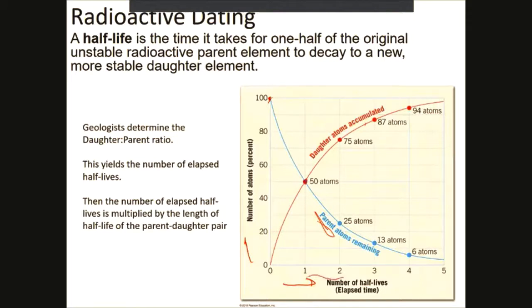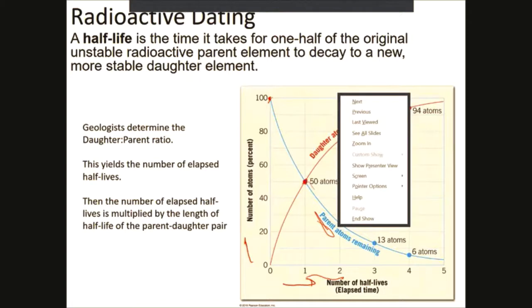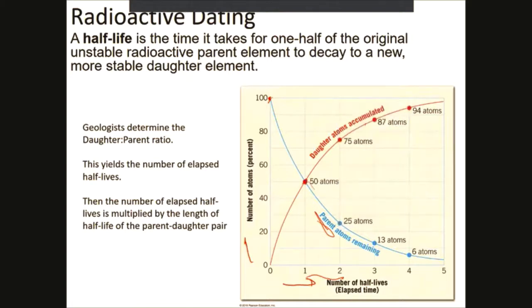That's after one half-life. After two half-lives, half of this 50 will decay away. So half of 50 is 25. So 25% of the parent decays away, and that 25% of the parent decayed away became daughters. So now we have 75% daughters, 25% parents. After another half-life, half of 25 decays. Now this is in atoms. You can't have half of an atom, so 12 and a half, so it rounds up to 13 atoms. And the 12.5% that decay away, they become daughters. So you see, after each half-life, half of the remaining parent decays away and becomes daughters.